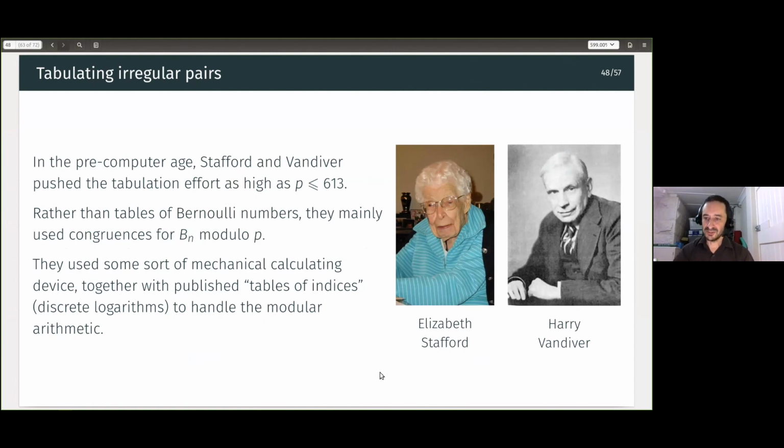So a little bit about the history of early computations of this problem. Stafford and Vandiver did a bunch of papers. They went up to 613, not quite by hand. They were using a sort of desktop calculator. I'll show you a picture of one in a moment. But they were mainly using congruences modulo p rather than using the old tables of Bernoulli numbers. And they were using tables of indices, which are basically discrete logarithms, to help them do their arithmetic.